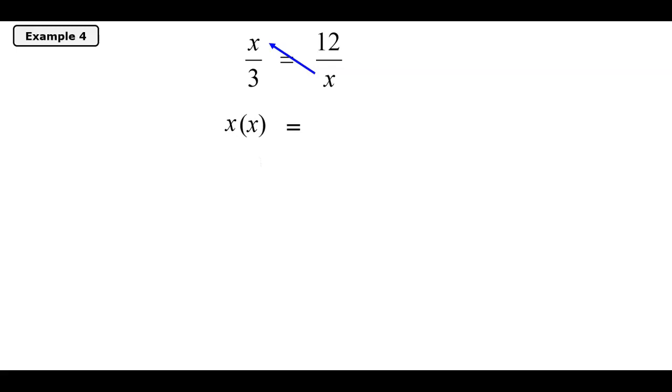All right. Now, example 4. I hope by now you know that we need to cross multiply and divide because there's an equal sign. So x times x, and on the left side, 3 times 12. Check it out. x times x is not 2x. That's when you're adding. When you multiply x times x, you should get x squared.